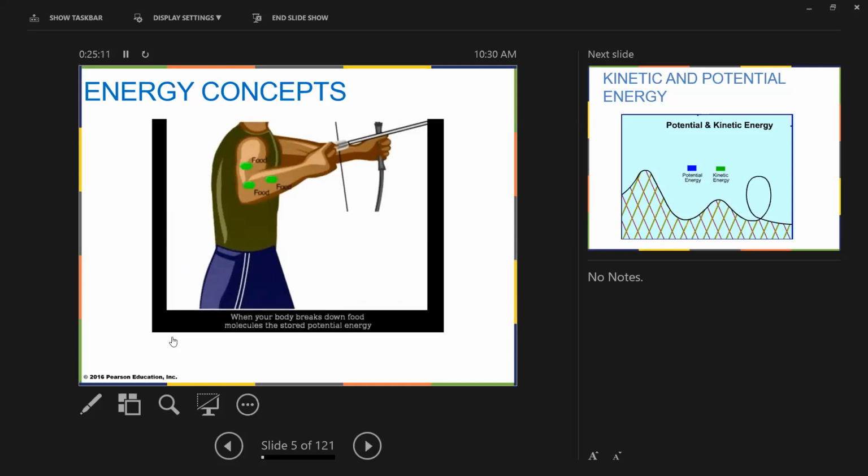Every time we go from potential energy to kinetic energy, we're getting hot, and we transfer that to the target. And every time we transfer energy, we give off some heat. Now, where did the energy come from in the muscles? Well, that came from the food that the individual ate. We'll get into more about that later on.